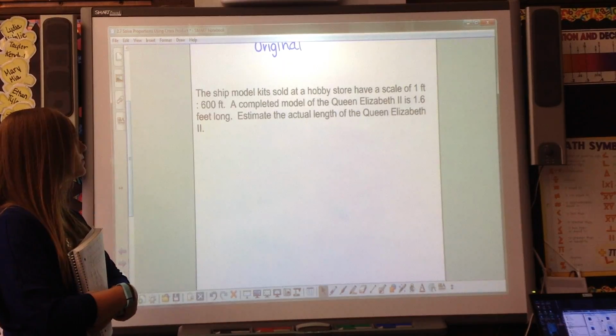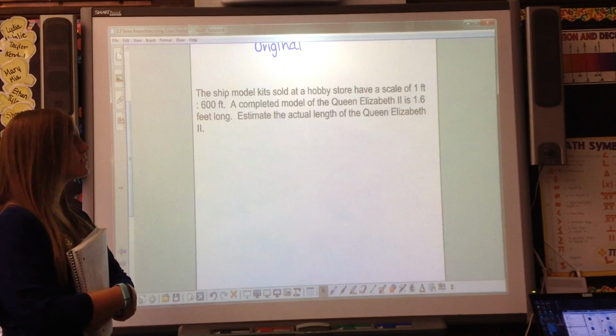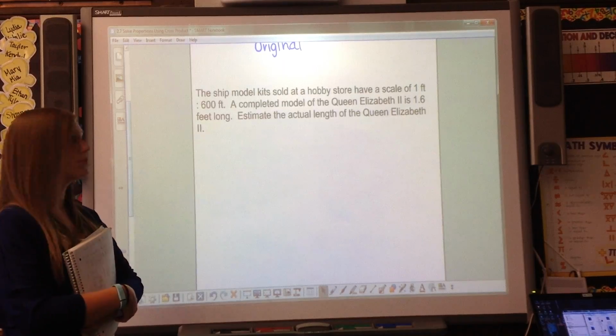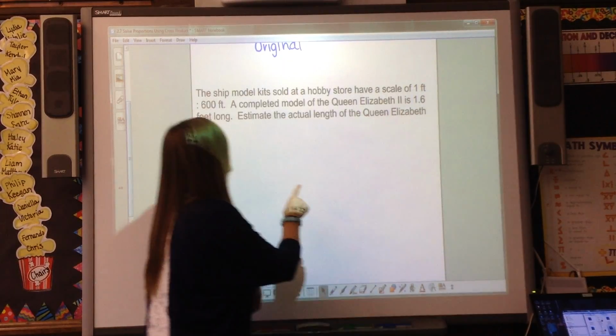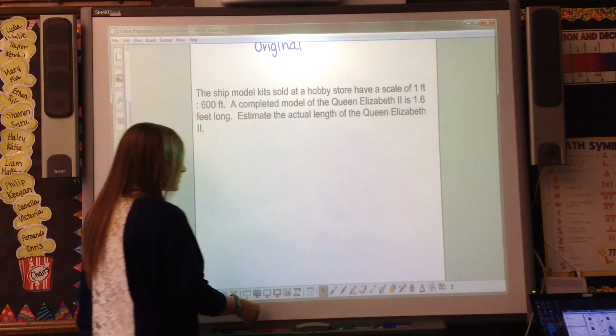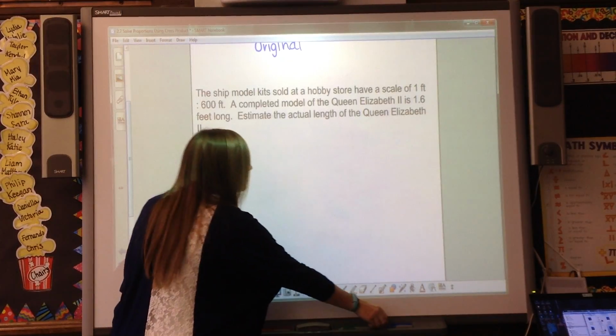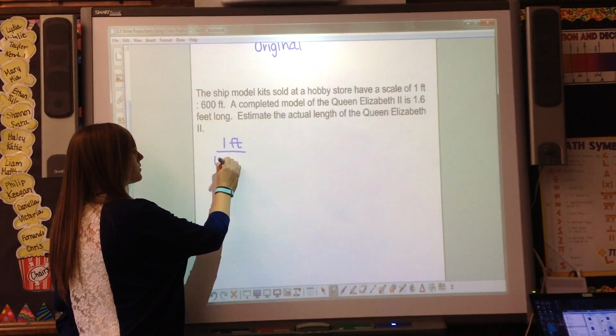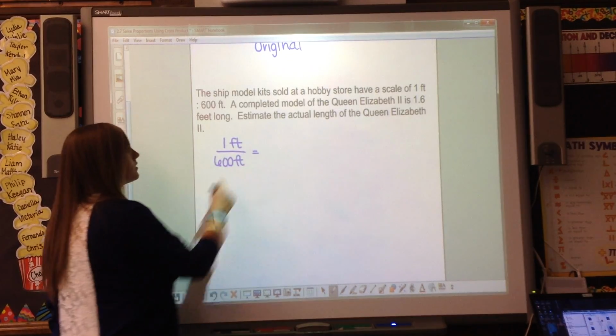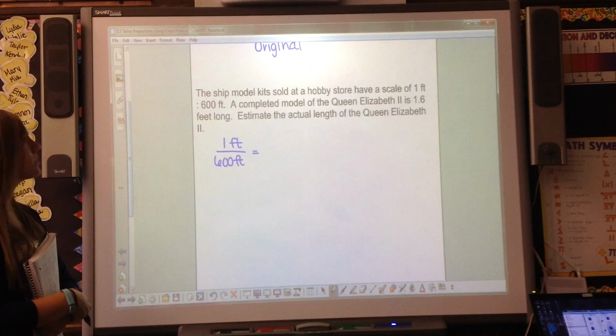Okay, so here we're dealing with the model ship. They give us the scale. That's one of the ratios. And notice they have it model to original. For every 1 foot in the model, it's 600 feet in real life. So I'm going to set up that ratio: 1 foot over 600 feet. Okay, we're going to set that equal to the actual model.